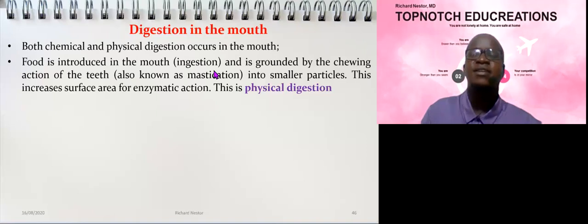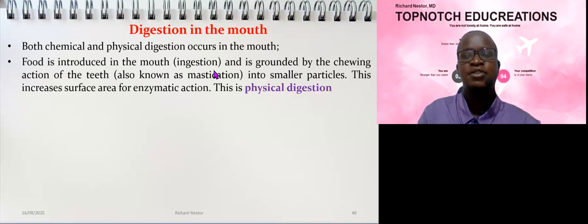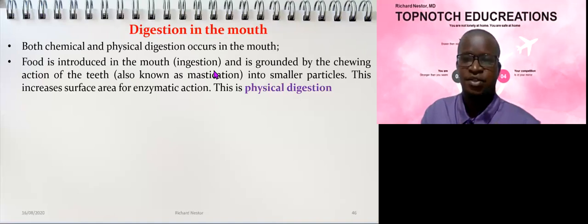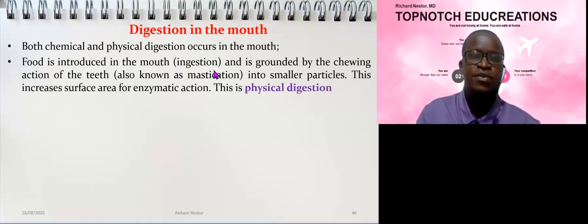And then it will be ground by the chewing action of the teeth. The chewing action of the teeth is also known as mastication. And this chewing action breaks the food molecules into smaller particles. And what is the significance of this? This is to increase the surface area for enzymatic action. This ensures that a larger surface area of the food is exposed to enzymes for increased enzymatic activity, and this ensures faster digestion of food. And this one, students, is a perfect example of physical digestion.